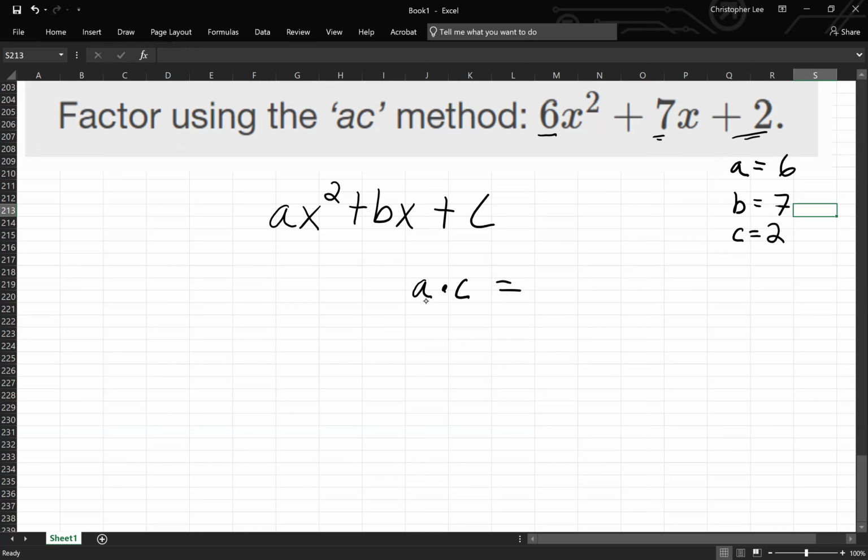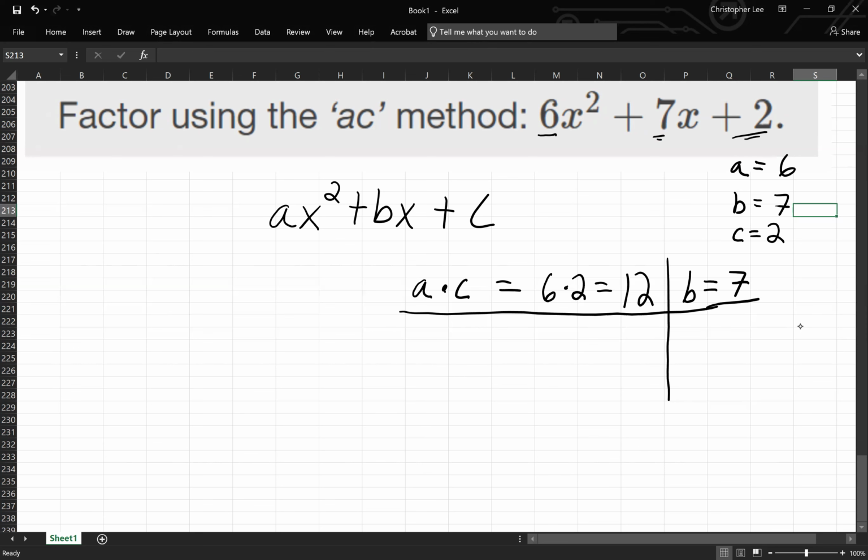Now, when I say AC method, I'm going to first do A times C. So in this case, that's 6 times 2, which is 12, right? And my B term is 7. So now I want to figure out two numbers that when I multiply them together will give me a 12, but when I add them together will give me a 7. What are they? 4 and 3? All right, let's try it out. So 4 times 3 is 12, and 4 plus 3 is 7. That's excellent.